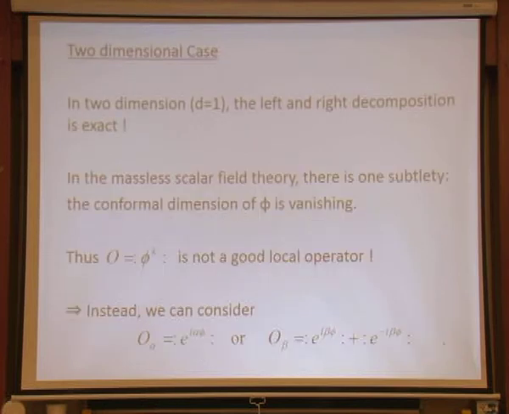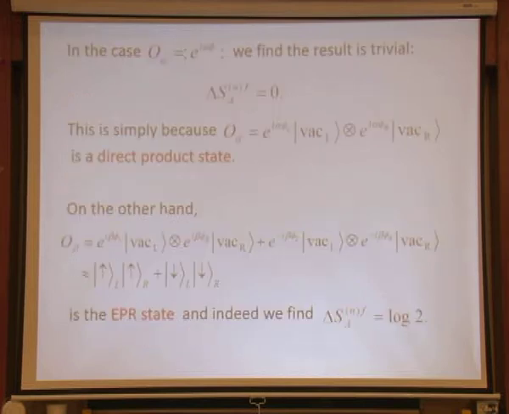Okay, and I didn't mention the two-dimensional case. This is just a technical point, but this scalar field phi has a conformal dimension that is almost vanishing, and it is not a nice local operator. So instead, we can use the exponential operator, exponential of i alpha phi, whose conformal dimension is proportional to alpha squared, or a cosine beta phi operator. But probably you can now guess the result, and it is very simple.